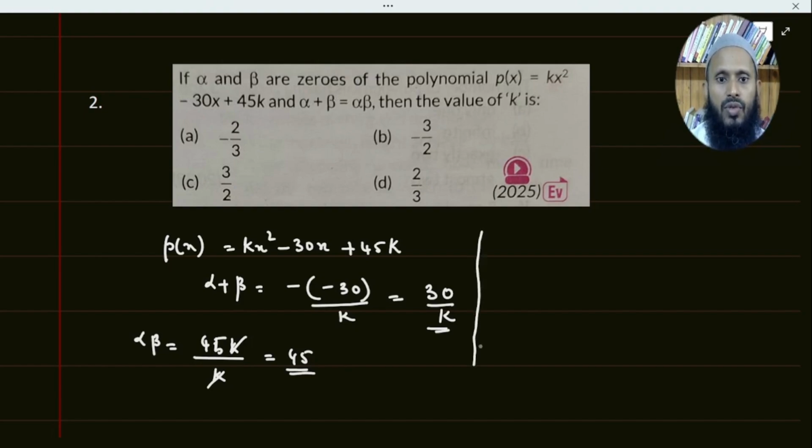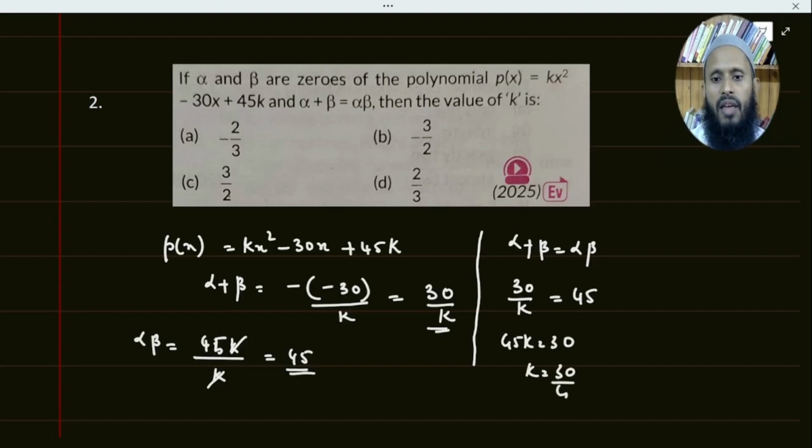Now we will substitute these values into the equation which they have given. They have given alpha plus beta equal to alpha beta. So now I can write 30 by k, which I got, equal to 45. They are asking the value of k. Just by cross multiplying, we will get 45k equal to 30, k equal to 30 by 45.